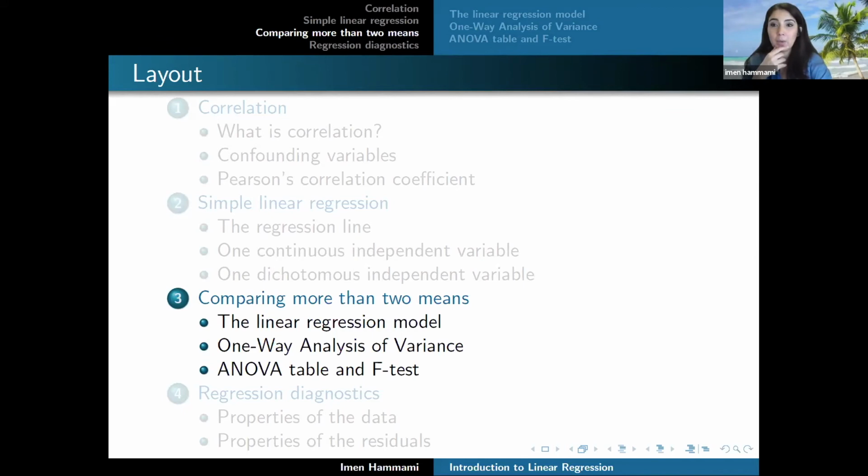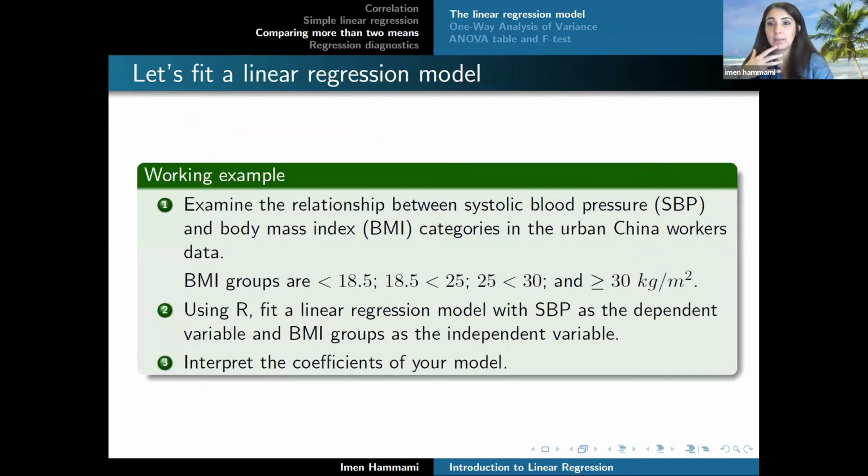So now we have compared means between two groups. I want to extend that and compare means across more than two groups. The example that I'm showing here is looking at differences in SBP by BMI groups. My assumption is, what if people have different SBP values just because they belong to different BMI groups? And I want to investigate that using linear regression.